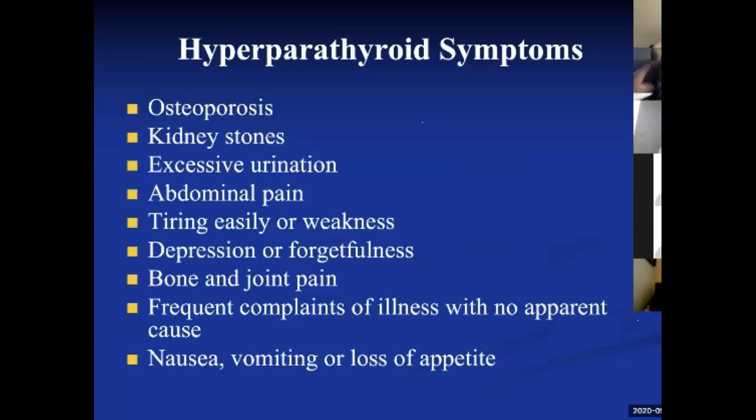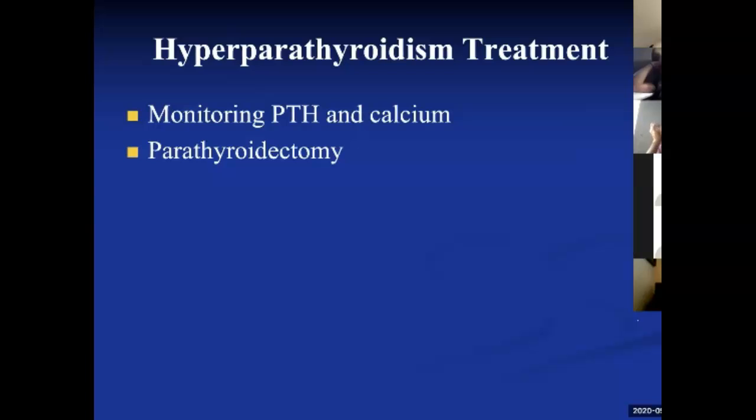All right, so osteoporosis, clearly, and potentially kidney stones because you're having excess calcium in the blood, excess urination, abdominal pain, tiring, weakness, forgetfulness. Do you feel like it could be hypothyroidism as well? It could be more than one thing. Bone and joint pain is an interesting one. People describe bone pain and you don't really know what they're talking about sometimes, but it's a reason to check the parathyroid hormone, which is not something that gets checked very often otherwise. So we want to monitor the PTH and the calcium level, and potentially take the parathyroid glands out.